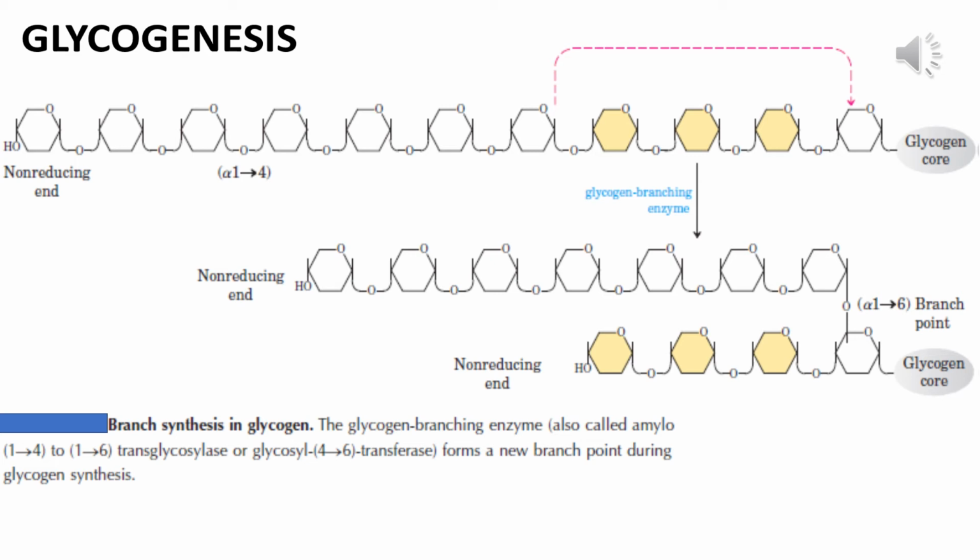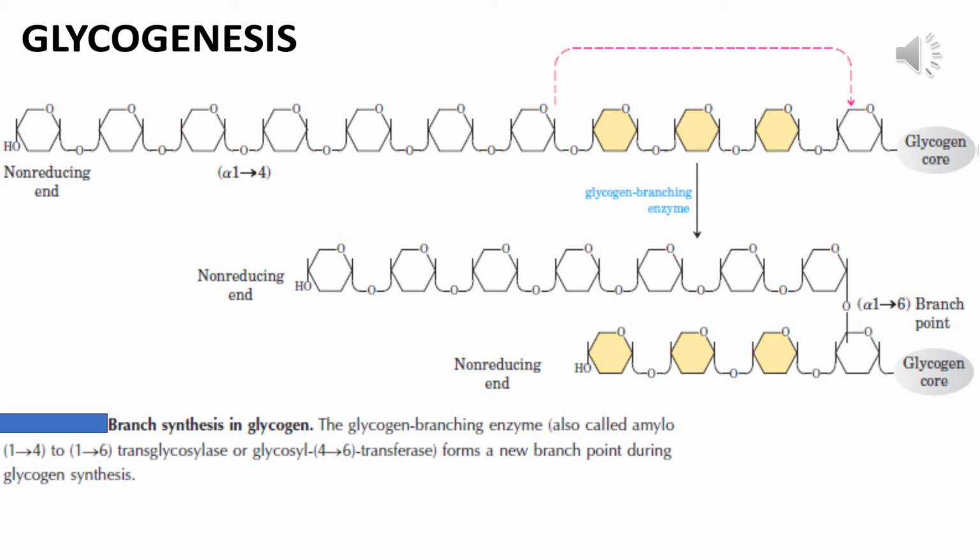From the glycogen core, you count the first four glucose residues. First one is not a shaded one. Then second, third and fourth are shaded yellow. From there the cut is made. Then it is bonded to the glucose residue which is labeled as the glycogen core on carbon number 6, forming an alpha 1,6 linkage.